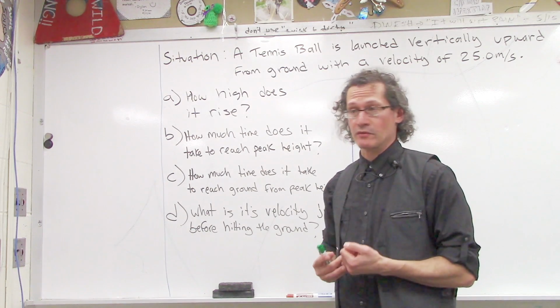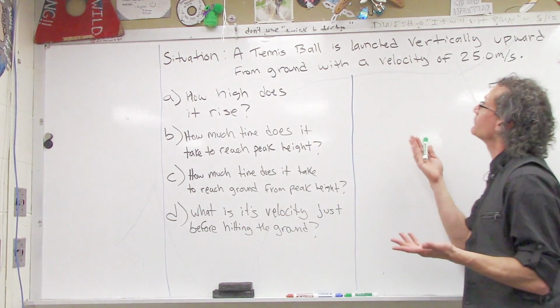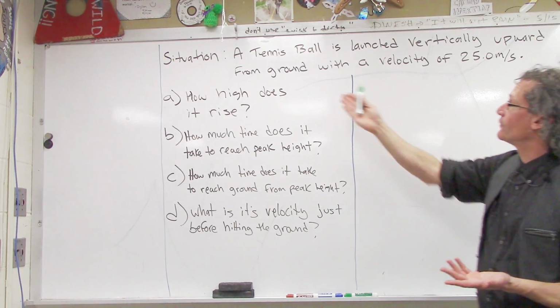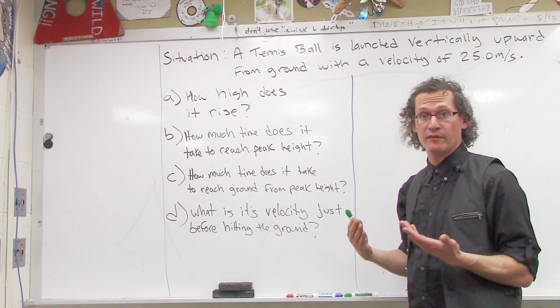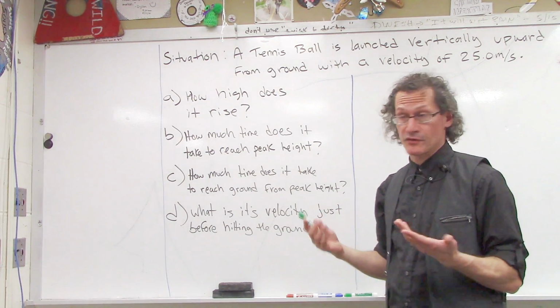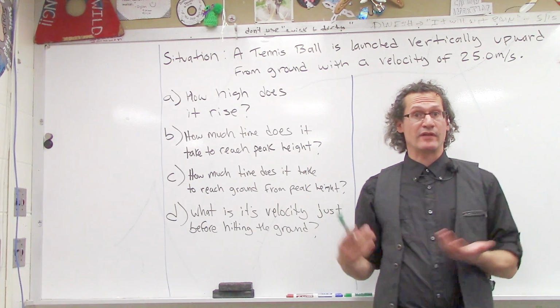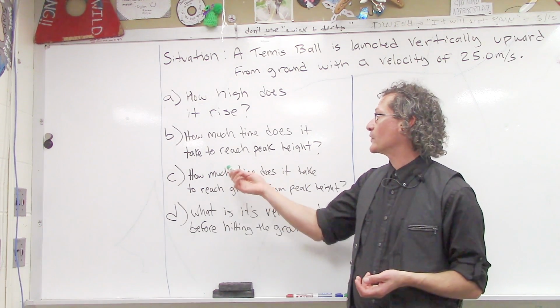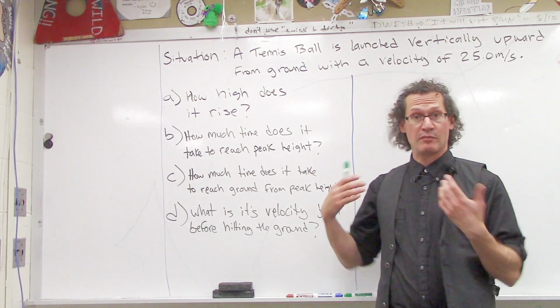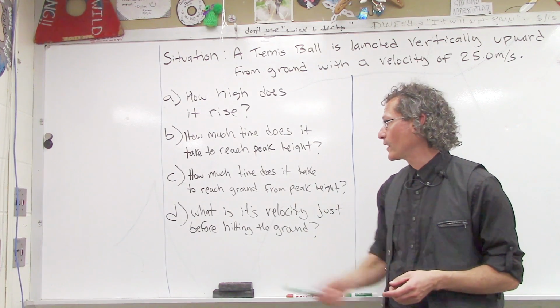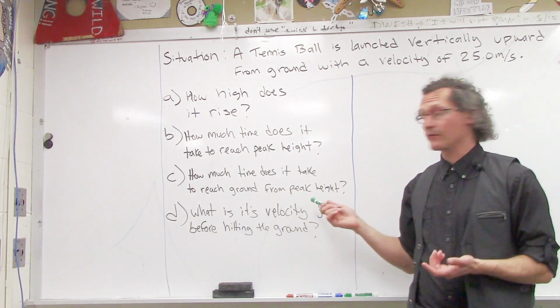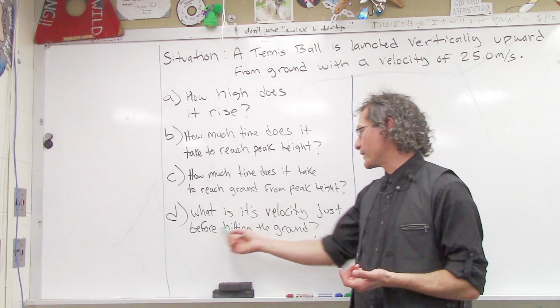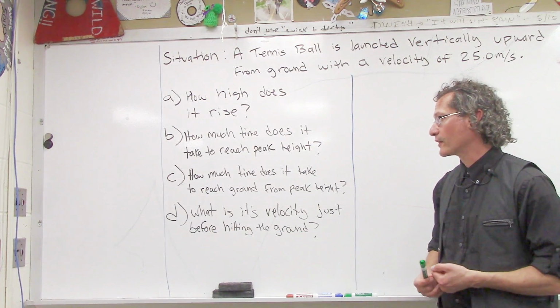And here's our situation. We have a tennis ball. It's launched vertically upwards from the ground with a velocity of 25 meters per second. And we want to find out a few things. A, how high does the tennis ball rise? How much time does it take to reach peak height? How much time does it take to reach the ground from peak height? And what is its velocity just before hitting the ground?